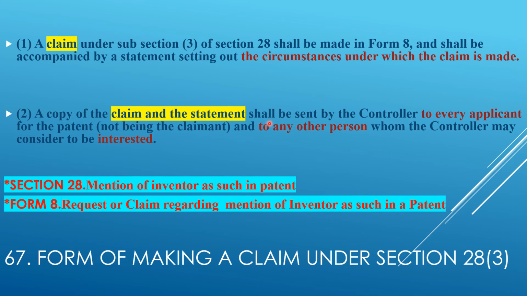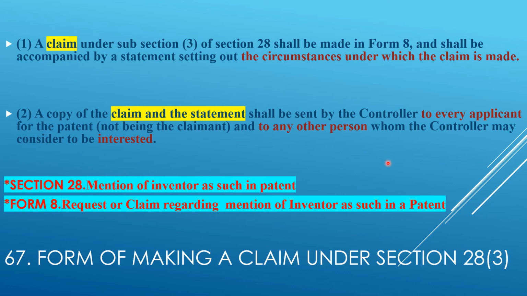A copy of the claim and the statement shall be sent by the controller to every applicant for the patent not being the claimant and to any other person whom the controller may consider to be interested. Okay, here actually when you go through the words in red and the keywords, you can very well get the essence of this subrule. Okay, still I am reading it again. A copy of the claim and the statement, okay, it will be sent by the controller to whom? To every applicant for the patent, and also to any other person whom the controller thinks to be interested.